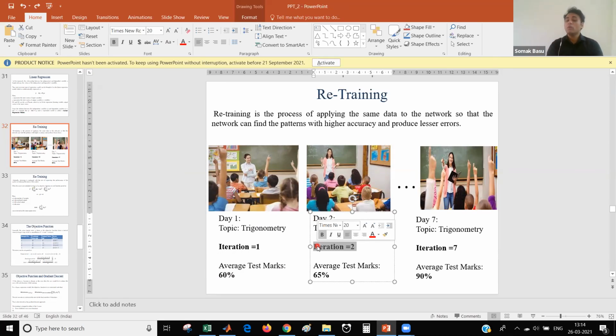Now, what do you think? As the number of iterations increases, that is, if the teacher keeps on teaching multiple times, don't you think the students will be able to understand better? Obviously, the same topic is being repeated. So whatever the grasping capacity of the students is, they will be able to grasp even more. The second day, the students' understanding will increase. The third day, it will be more.